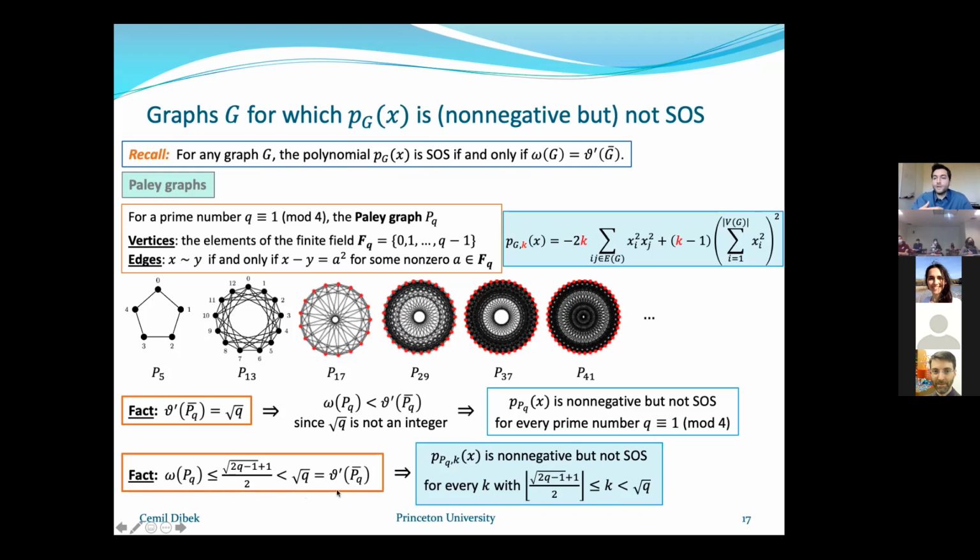So what we can do here is, instead of considering PGX, we can go to the more general polynomial, PGKX. If you remember, this polynomial is non-negative if and only if K is at least omega, and it is SOS if and only if K is at least the Schreiber number. So we can pick G to be the polygraph, and then K to be between these 2 numbers, between the clique number and the Schreiber number. And therefore, any polygraph and any K between these 2 numbers will give a non-negative but not SOS polynomial. Okay.